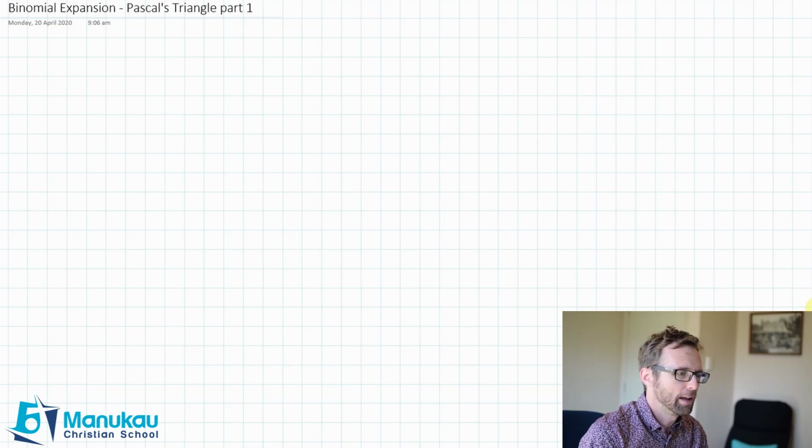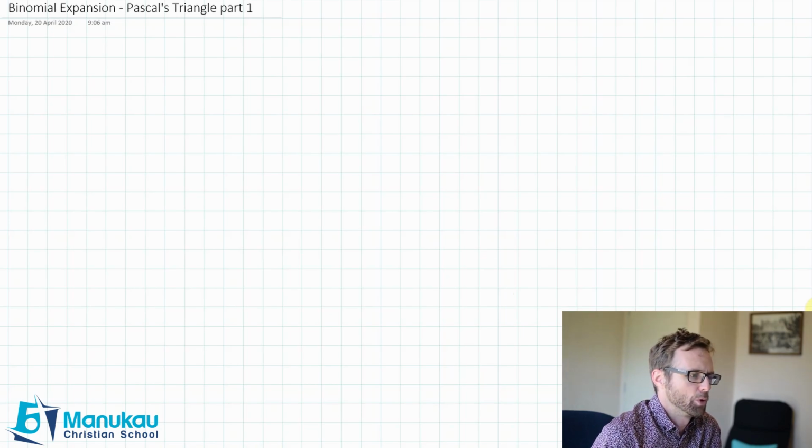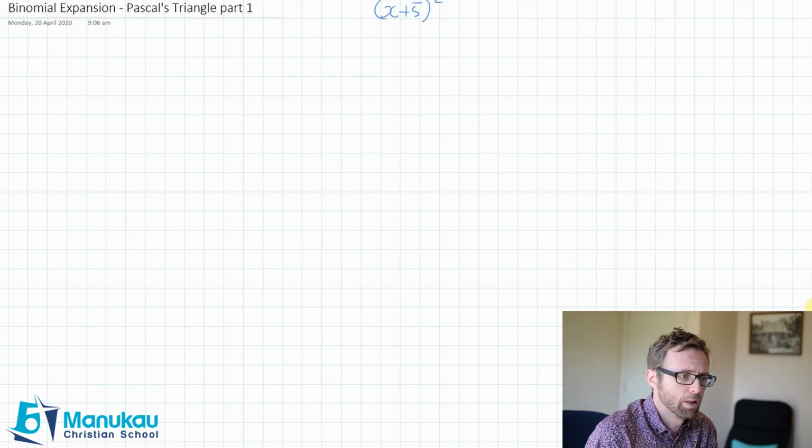So if you think back to your learning from IG, you'll have learnt how to expand brackets. You'll have learnt to expand something, say like x plus 5, and you square that and you know, oh well, that's going to be x squared plus 10x plus 25 or something like this.